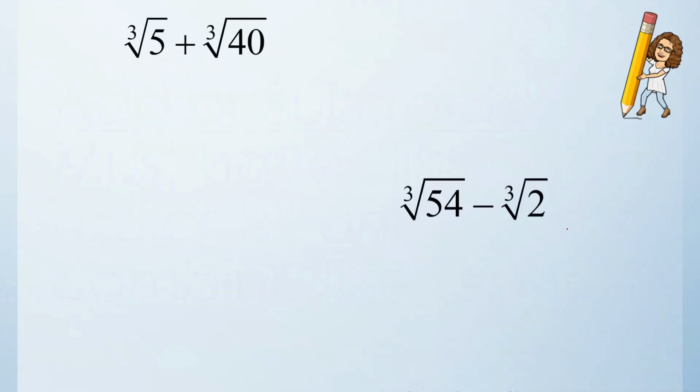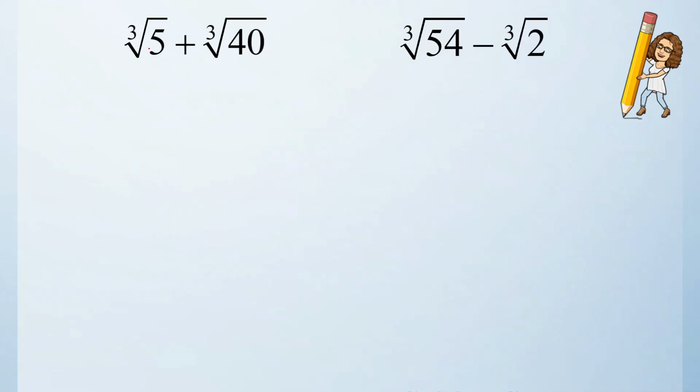So let's try our first couple of problems here. Cube root of 5 plus the cube root of 40. I don't have like radicals yet because I do not have the same radicand. So I'm going to simplify the cube root of 40. Cube root of 8 is probably the biggest. And 8 times 5 is 40.